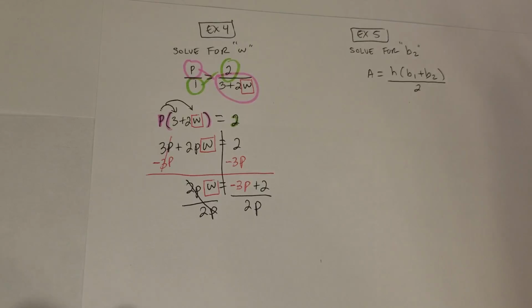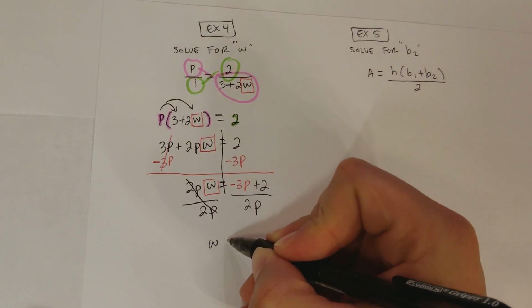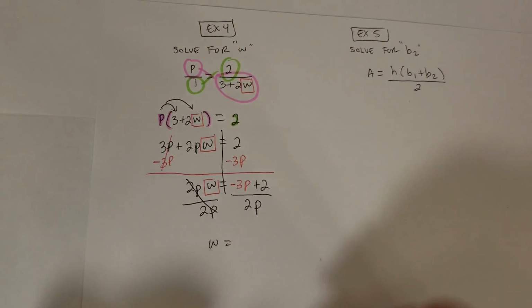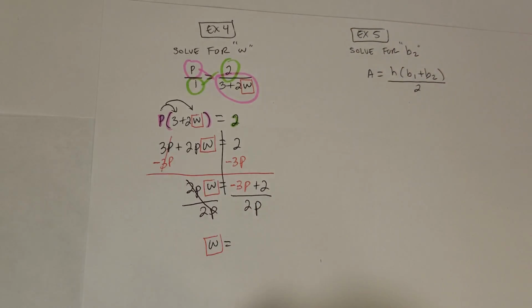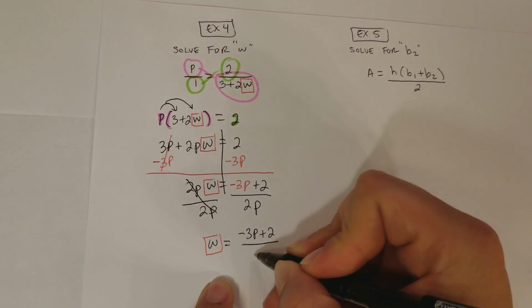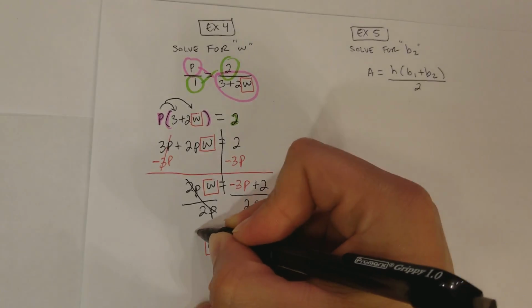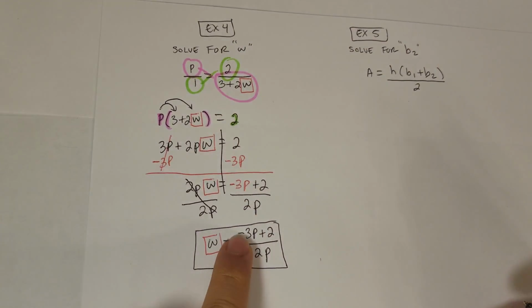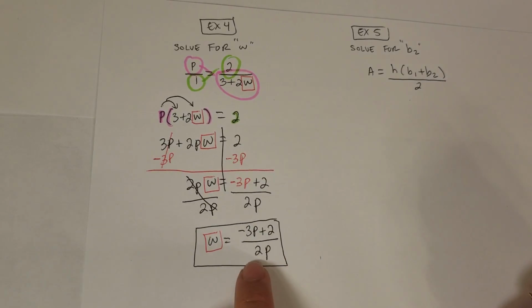So we are done. Our final expression for w, or final formula, is w is equal to negative 3p plus 2, and then divide all that by 2p. So negative 3 times p plus 2, and then divide everything by 2 times p.